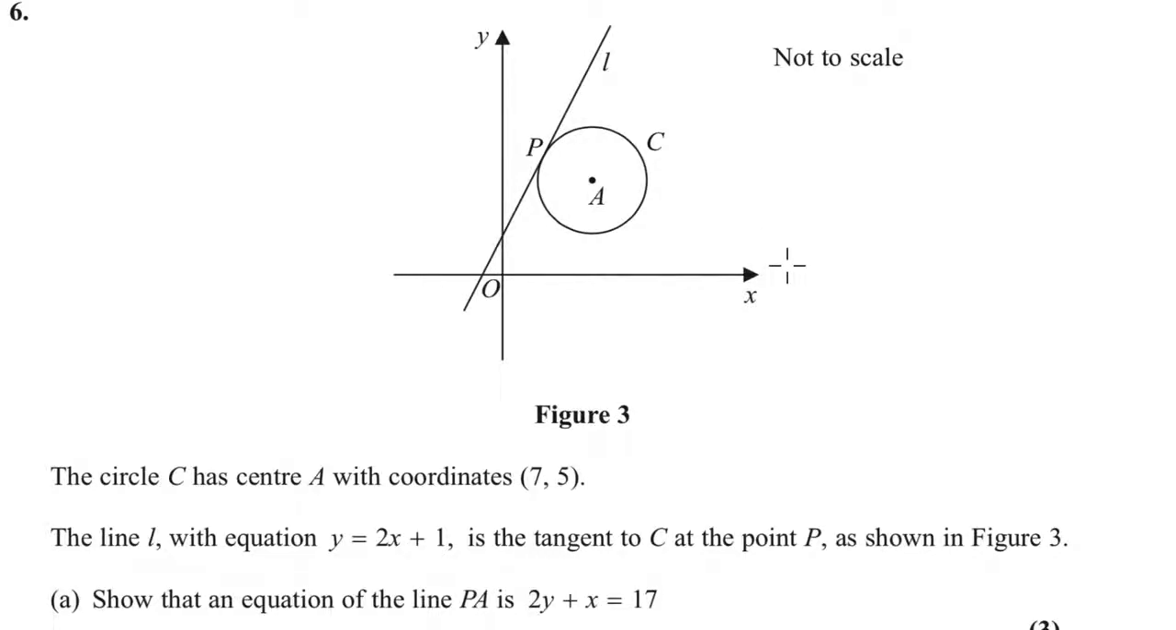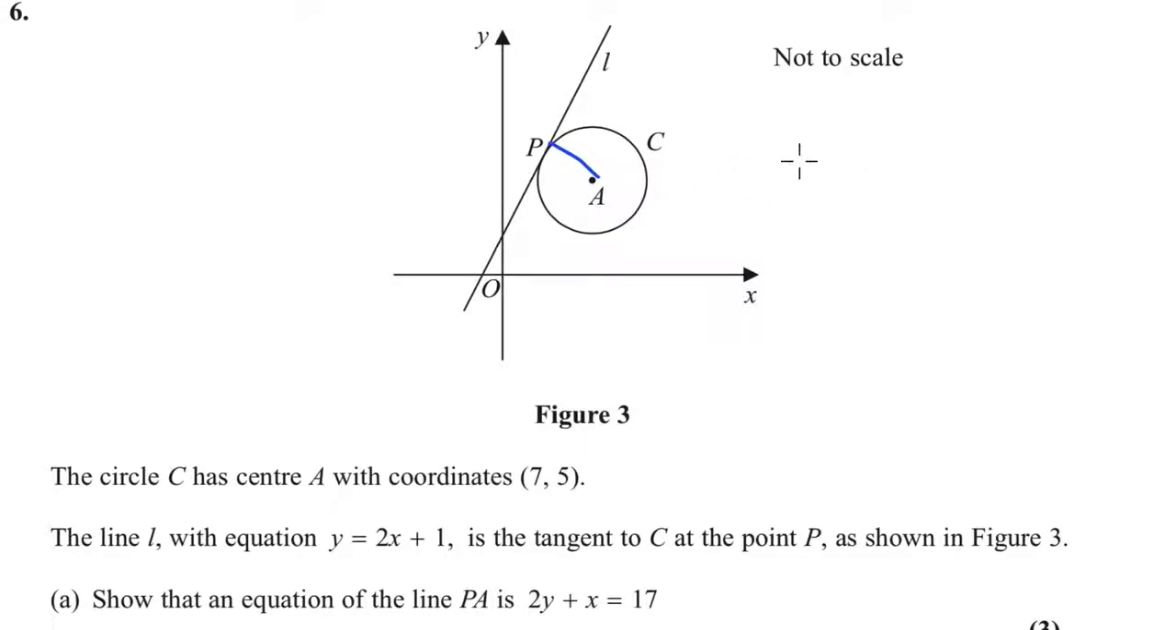Okay, question 6. We've got a circle with a centre 7, 5. So that's this point A, and it's intersecting with a tangent at the line y equals 2x plus 1. We need to show that the equation of the line PA, so this line here, is 2y plus x equals 17. The first thing to note is the gradient of this line.